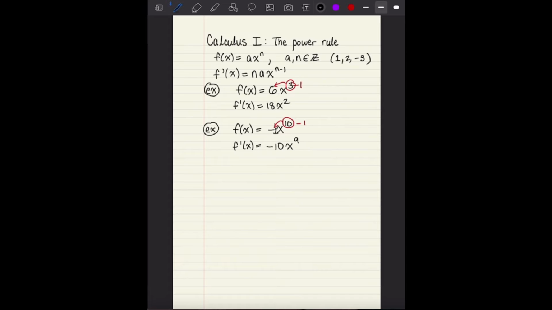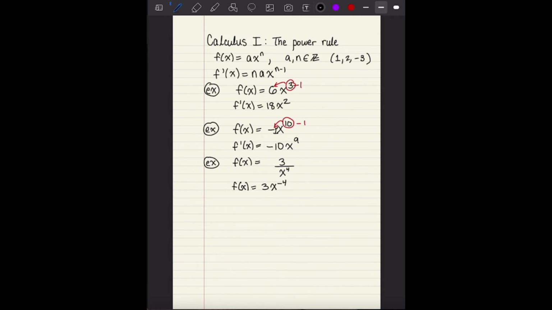All right, let's try a slightly trickier one. Let's say we have f of x is equal to 3 over x to the 4th. Now this one's a little bit different since we have a fraction, but if we remember back to algebra, if we have a number or any kind of variable in the denominator, we can actually move it to the numerator by making the power negative. So we can write this function as f of x is equal to 3x to the negative 4th.